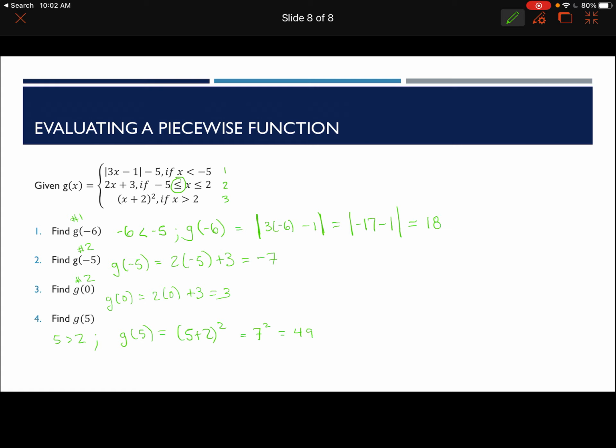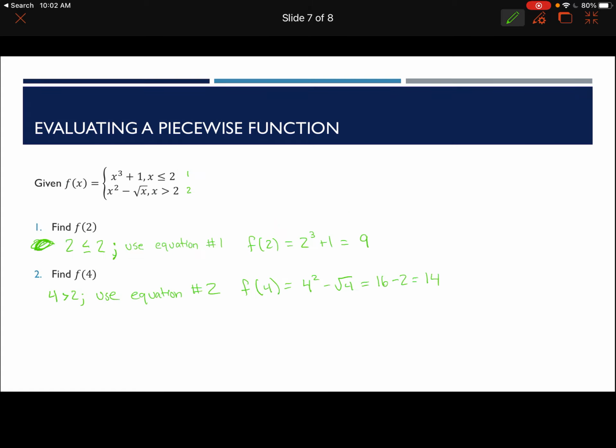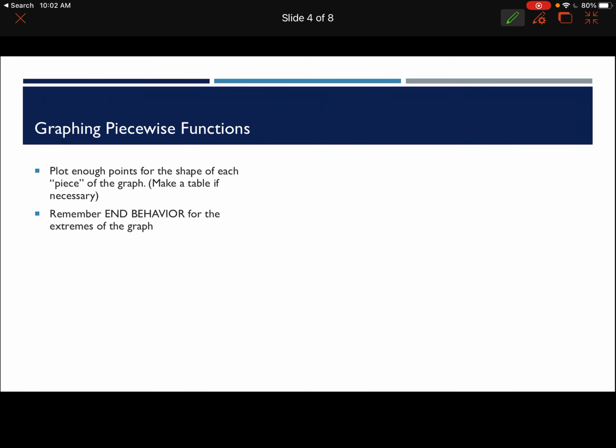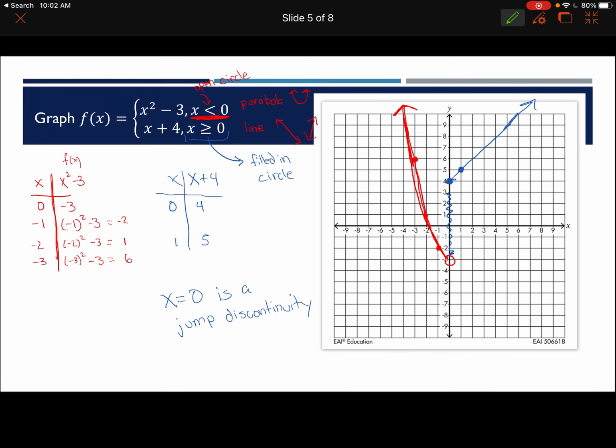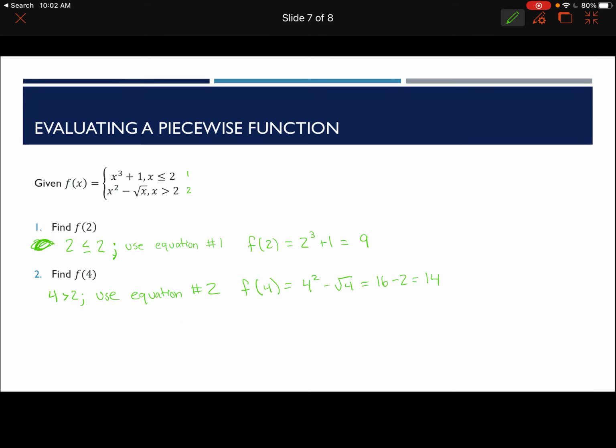All right, so that concludes our video on piecewise functions. A quick recap is for graphing a piecewise function, we just graph each part individually based upon the inequality. And when we evaluate a piecewise function, you determine which inequality the x value fits, and you use that equation.